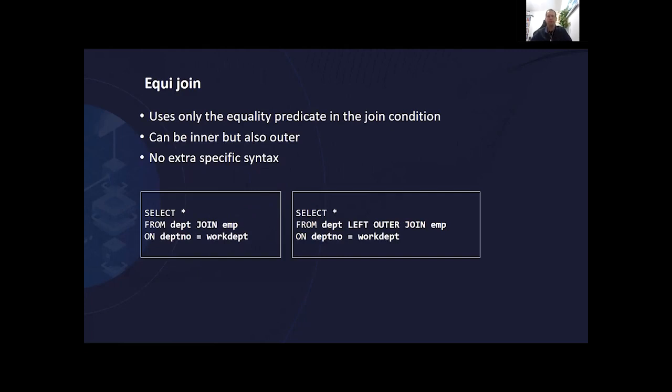Equijoin, nothing special. It just uses the equal predicate, can be inner but also outer, no extra syntax. That's just the term for the join if you have the equal predicates.